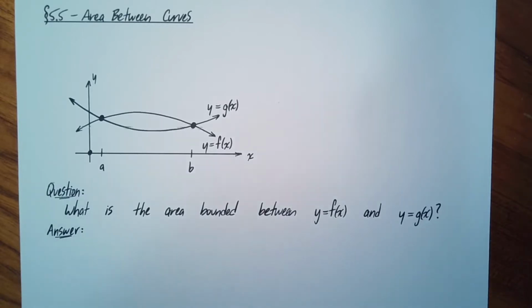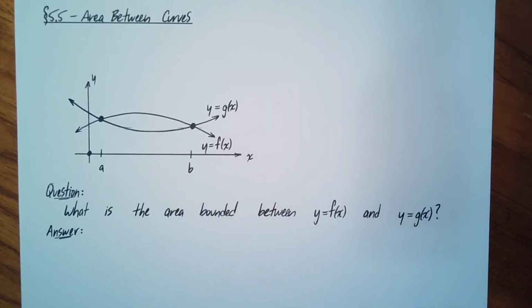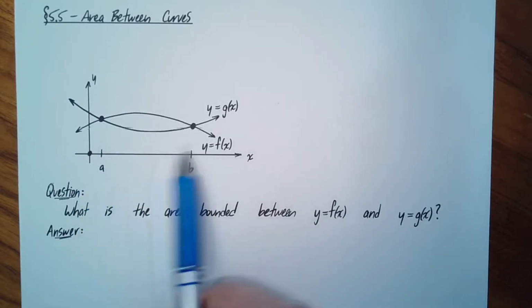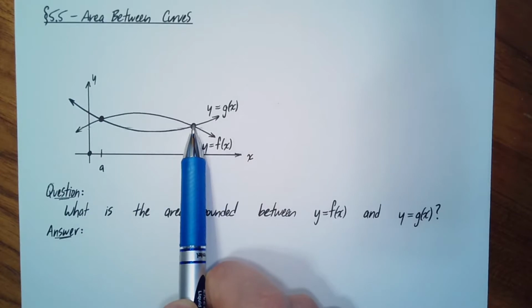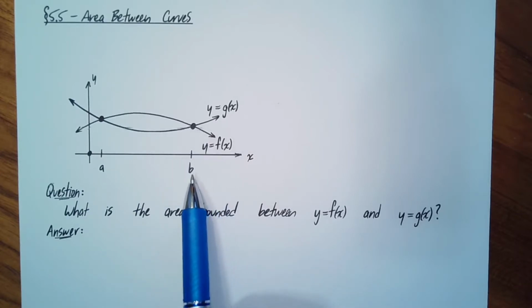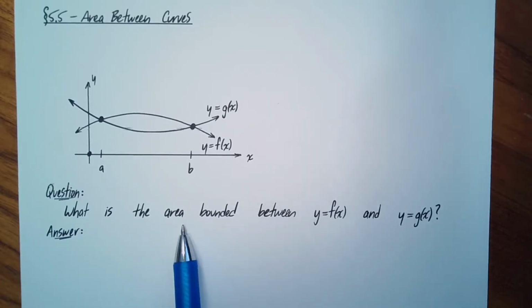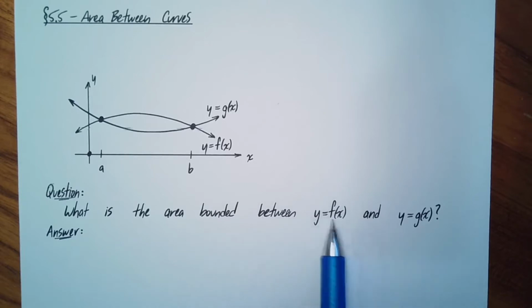And what else do you notice? You notice they intersect at 2 points. Right, the two graphs intersect at this point here, which has an x-coordinate of a, and they also intersect at this point here, which has an x-coordinate which is labeled as b. So that's what the picture is giving us. And it comes with a question. What is the area bounded between, well, there's two equations here, bounded between y equals f of x and y equals g of x. In other words, bounded between the graphs of those two equations.